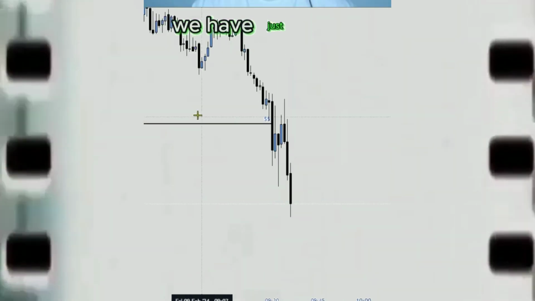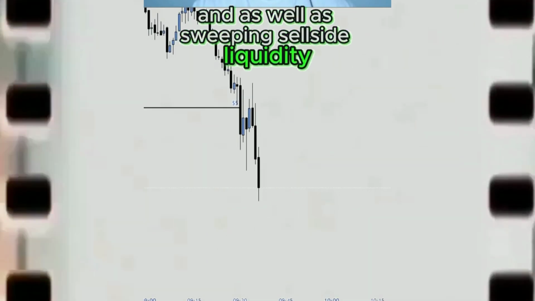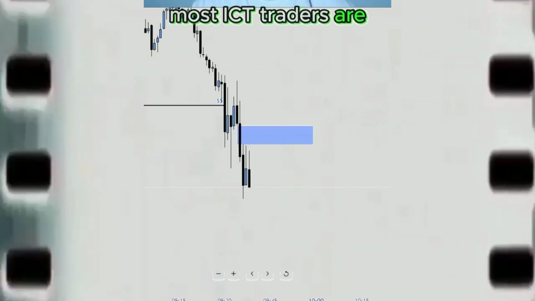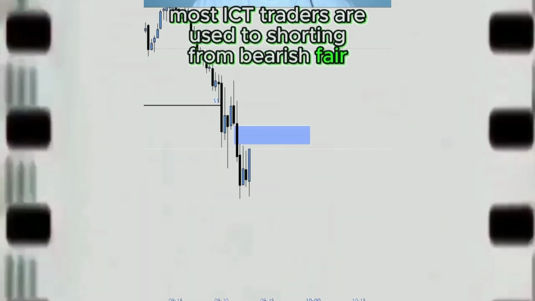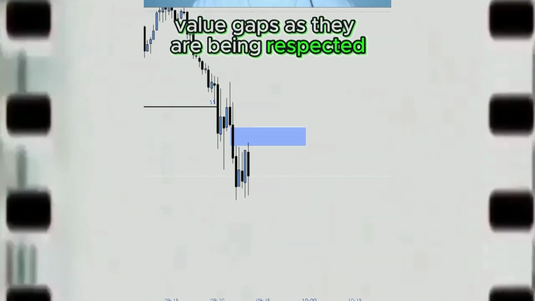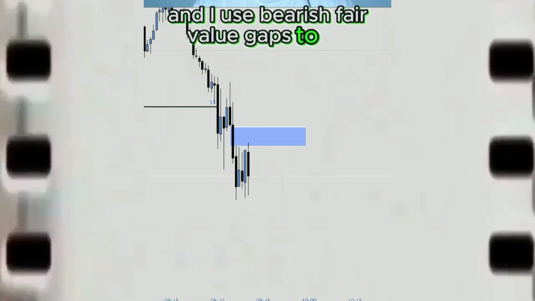We have just swept sell side liquidity, and as well as sweeping sell side liquidity, we have also created a bearish fair value gap. Now, as you know, most ICT traders are used to shorting from bearish fair value gaps as they are being respected. But what I do is I wait for the fair value gaps to be disrespected, and I use bearish fair value gaps to go long from.